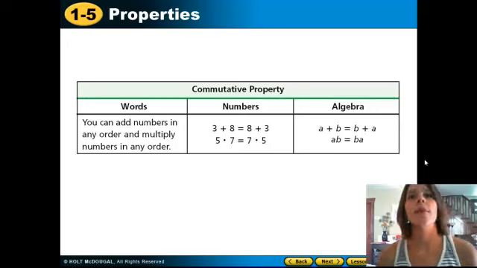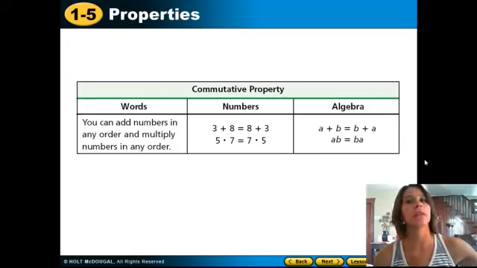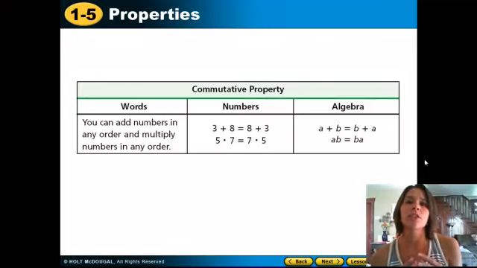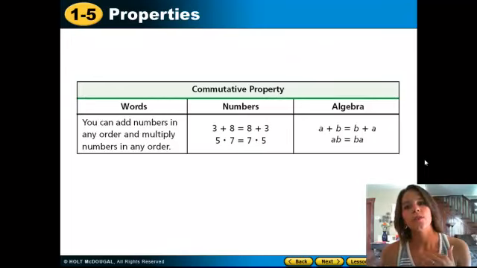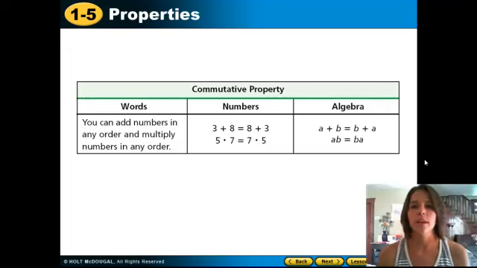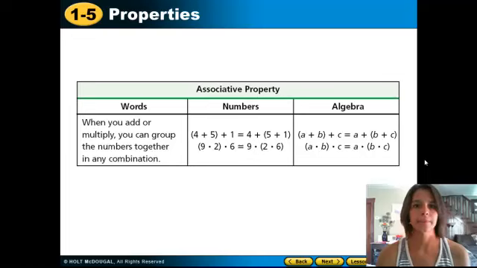A way to think about the commutative property in real life: if your parents drive to work somewhere, maybe they drive to Manhattan to work, and then they drive back home that night, it's the same trip, but they just make it in the reverse order. So a commuter is kind of like a commutative property. I can add 3 plus 8, or I can add 8 plus 3. I'm going to get the same answer either way.